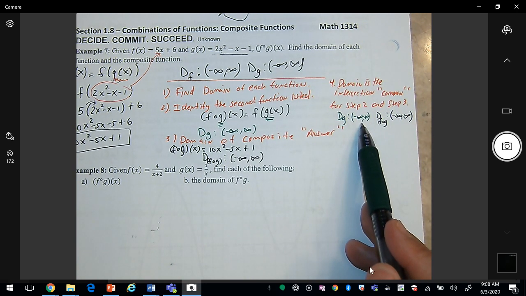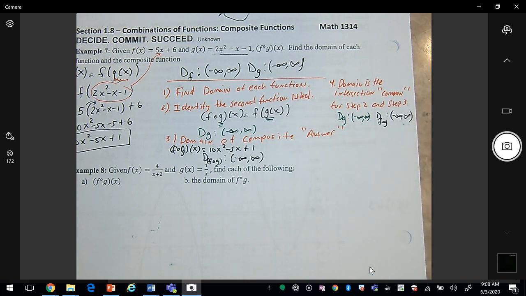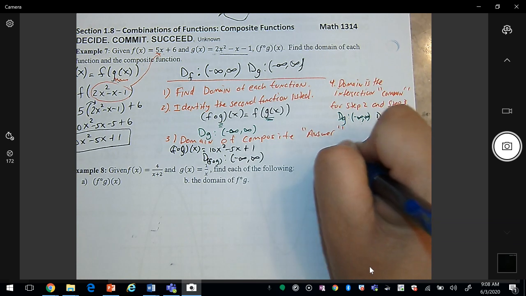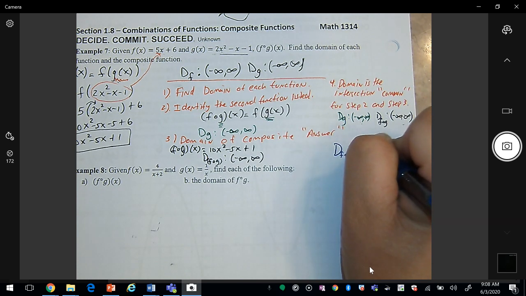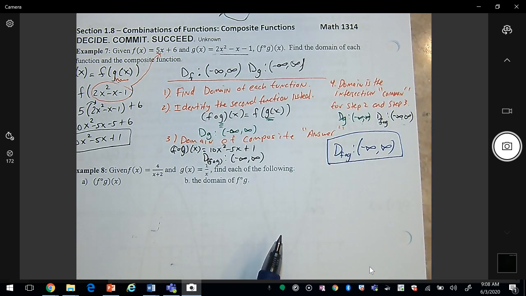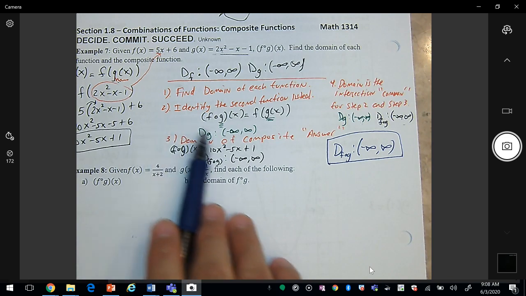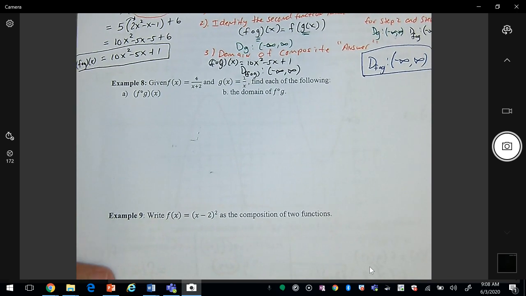So we ask ourselves, what does this have in common with this? Well, they have everything in common. So the final domain of the composition is negative infinity to positive infinity. So we always need to make sure that we're checking step 2. And you'll see why it's important in the next example.